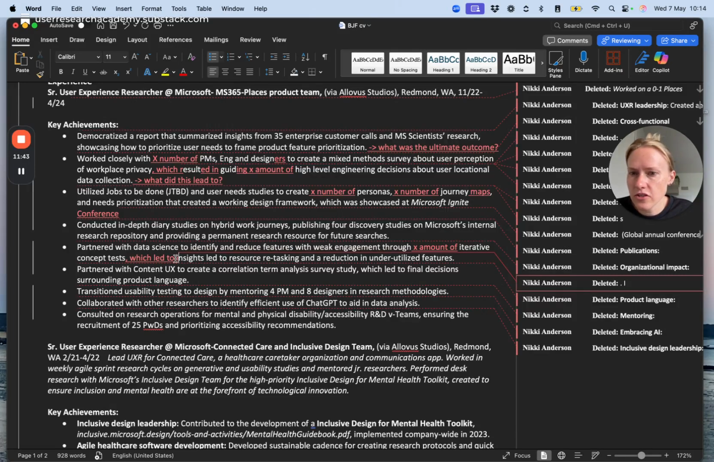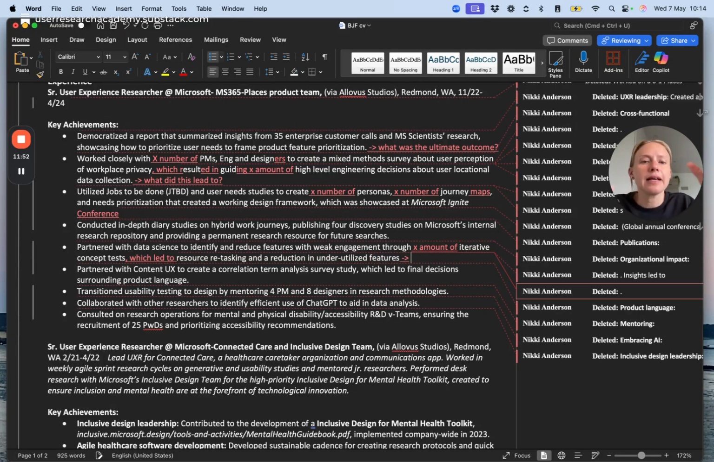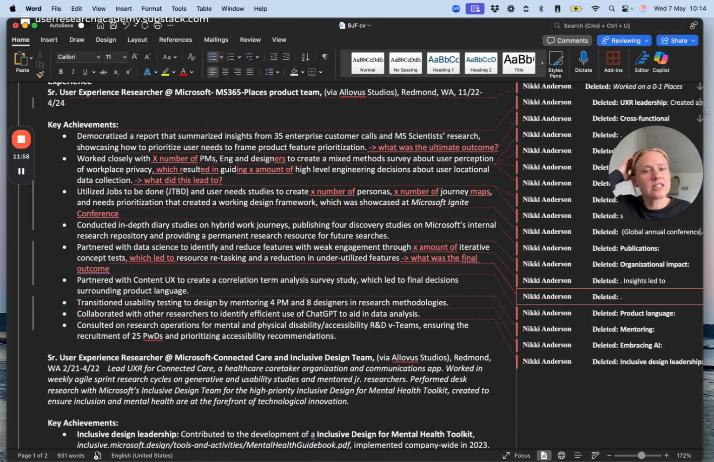Okay, shoot. Insights led to, which led to resource retasking and a reduction in underutilized features. But again, what was the final outcome? Did this mean user satisfaction went up? Was there more task success? What was the thing? What was the final thing? Great, we reduced underutilized features. You can say a X percentage reduction. That could be the last thing, but if you wanted to push yourself, you could say, and heightened customer satisfaction. Partnering with Content UX to create.